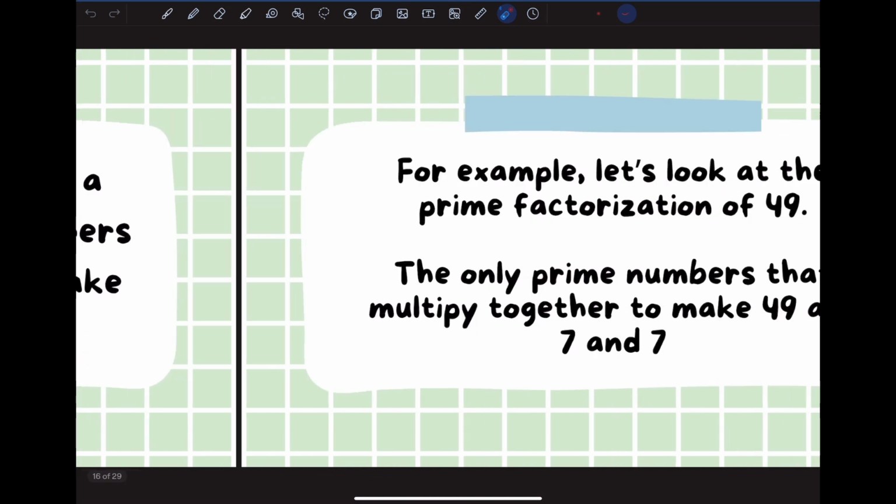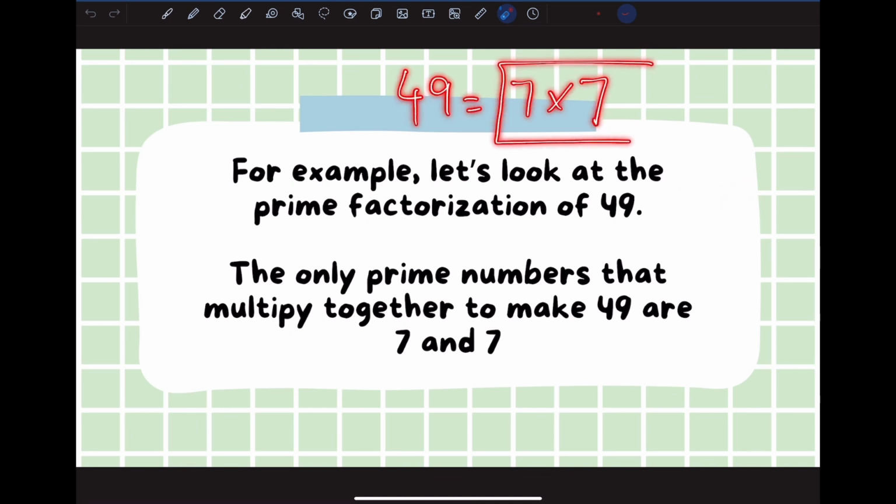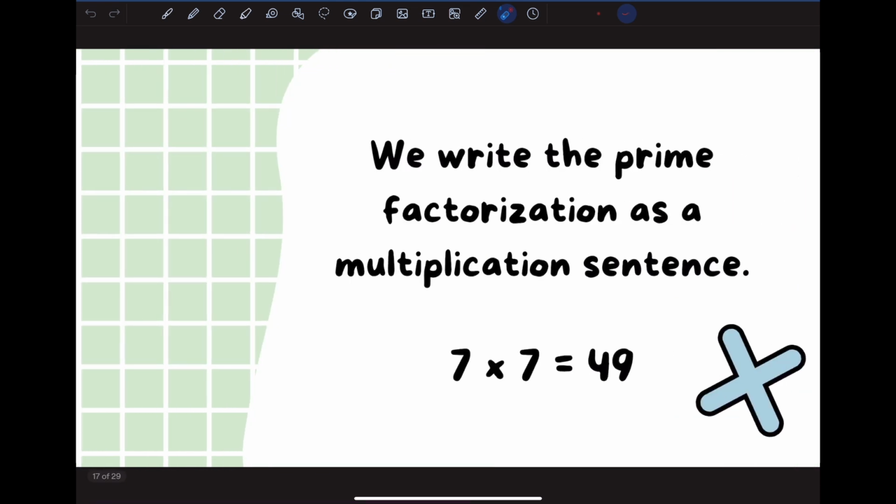level questions. Okay, so for example, let's look at the prime factorization of 49. So any prime numbers which multiply to make 49. The only prime numbers that multiply together to make 49 are 7 times 7. Okay, so 49 is equal to 7 times 7. This is the prime factorization of 49. Okay, we write prime factorization as a multiplication sentence like this. I will also get into index notation in a minute.